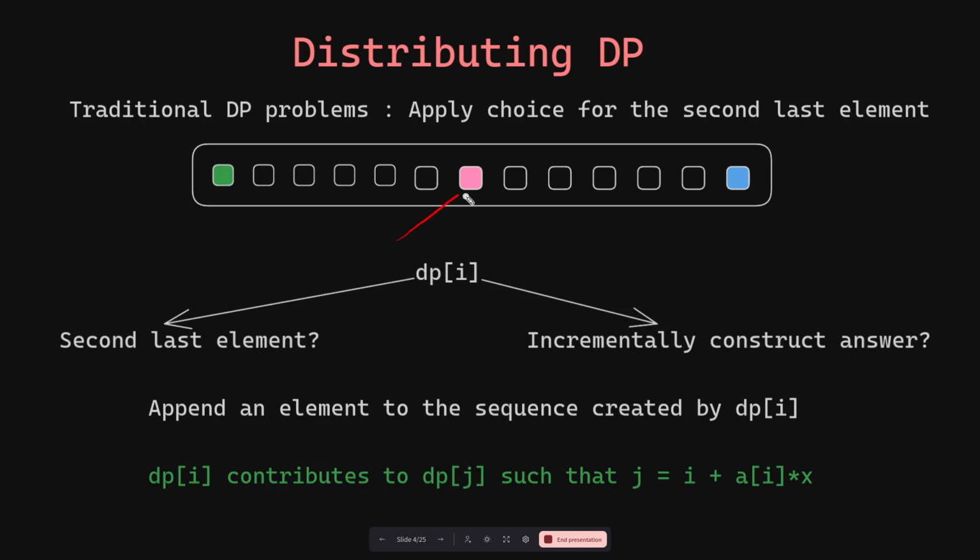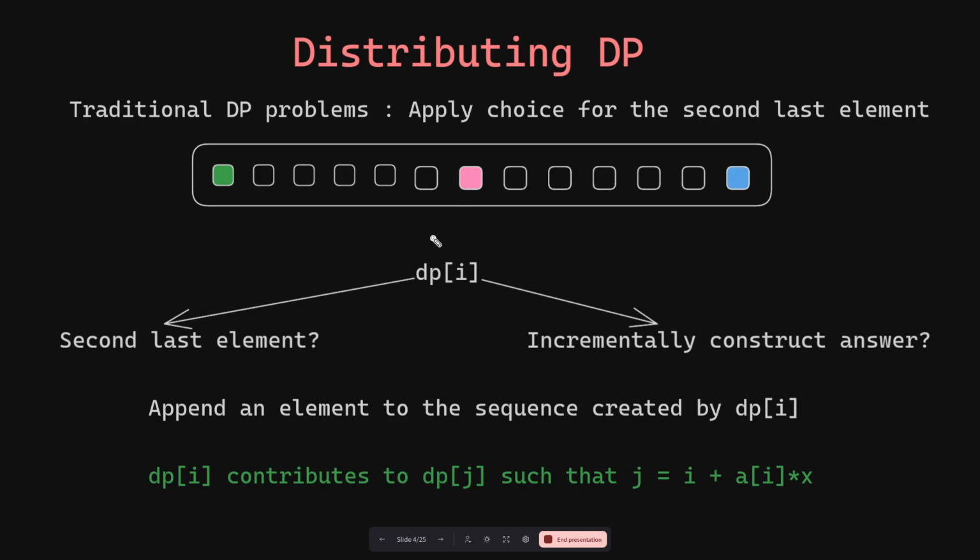How to find the dp value of the pink cell? By definition, this is the last element of the subsequence. Then you can make some choices on the second last element of the subsequence and sum up those dp values to get the dp value of the pink cell. This technique is known as receiving dp.